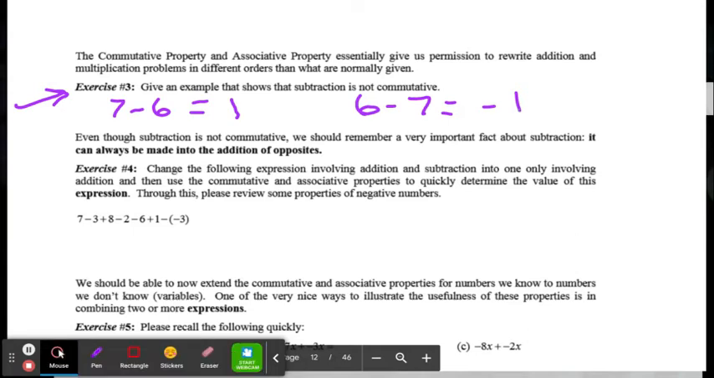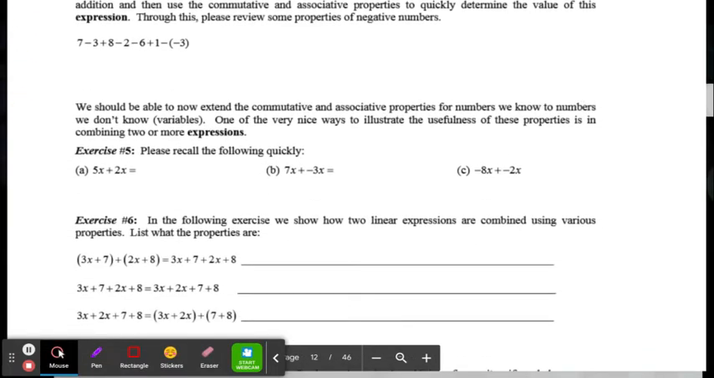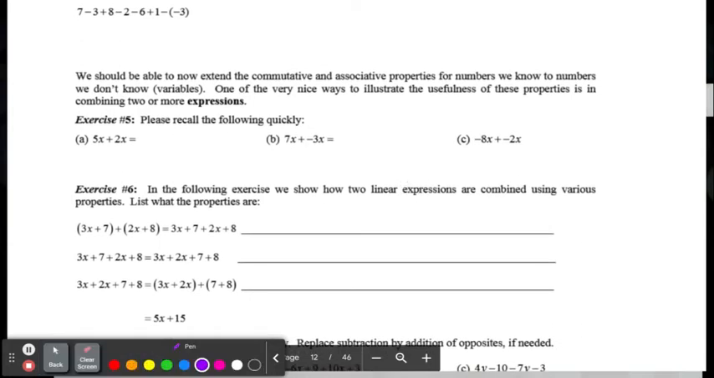We're going to skip number 4 and move right down to number 5. So it says, please recall the following quickly, not slowly. So 5x plus 2x, when you have that, you get 7x. You just add or subtract your coefficients. Those are the numbers in front of the variables.